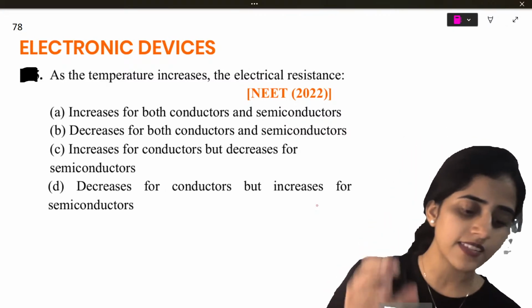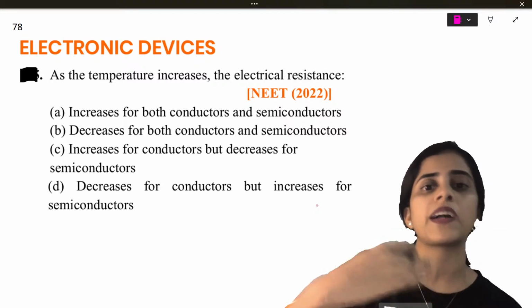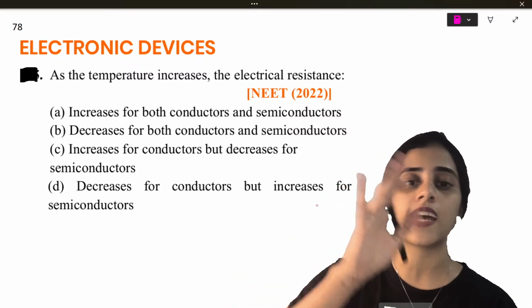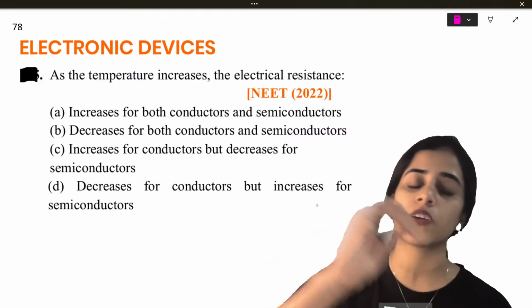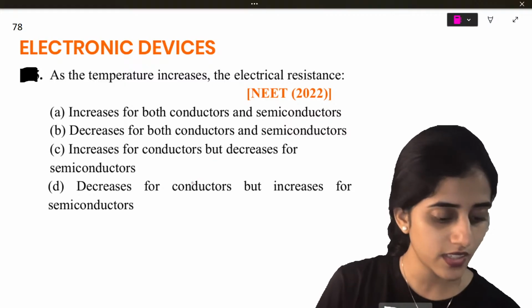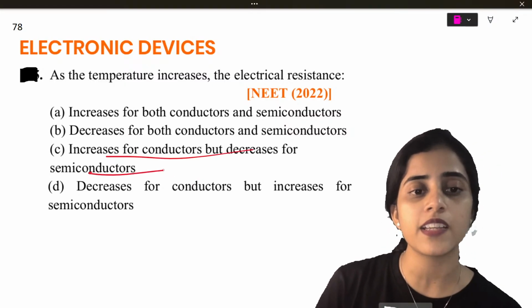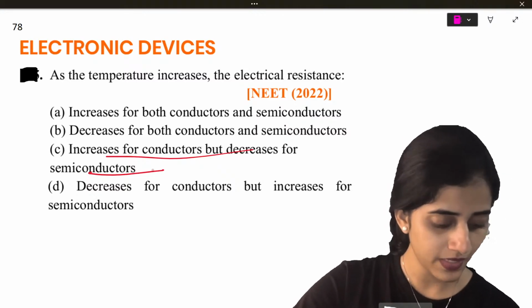So, resistance increases when temperature increases in conductors, as I already said, because particles move faster. But in semiconductors, when temperature increases, bonds are broken and particles free themselves. You have so many free electrons and holes. So what would the answer be? It increases for conductors but decreases for semiconductors. Okay?